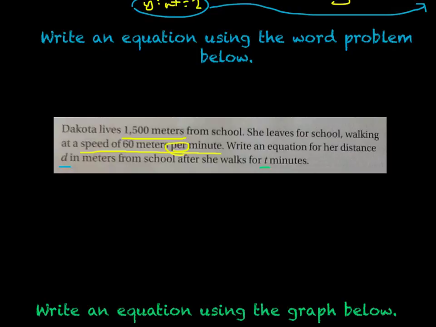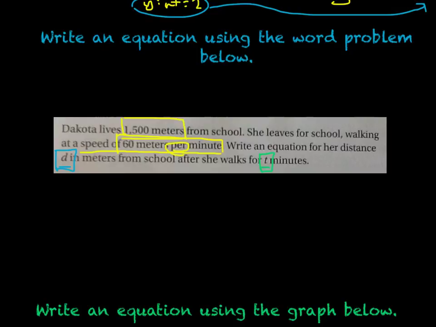So I underlined some things as I was reading through that. I underlined the numbers, and now I'm going to box them up. And I also underlined the variables. The variables stand for numbers for very particular situations. So now let's think about this problem.